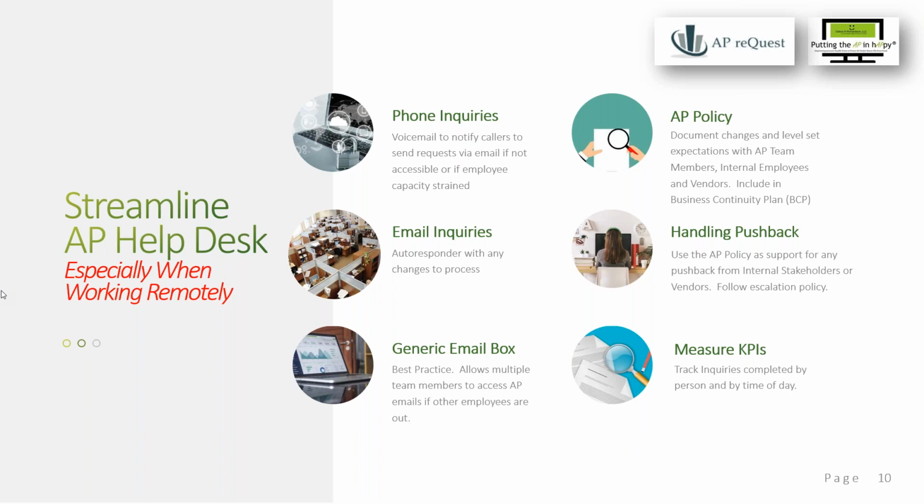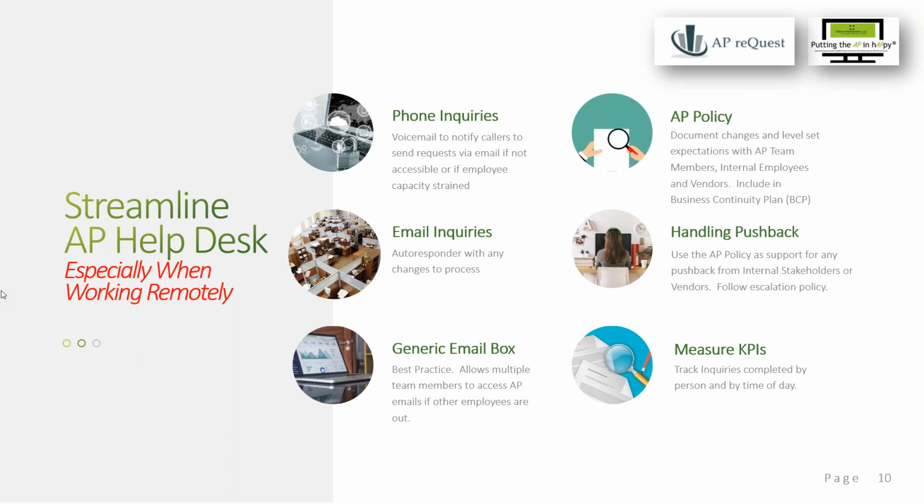And then the next one is streamlining the AP help desk, especially when working remotely. So for phone inquiries, if the phone system is unavailable or employee capacity is strained, you can assign one person to triage calls or just eliminate phone call inquiries altogether. Turn on a voicemail to notify callers to send the request via email. And then with email inquiries, include an auto-responder for any changes to process. So if your SLA or turnaround times have increased, include that in an autoresponder to level set expectations with those that contact the help desk.